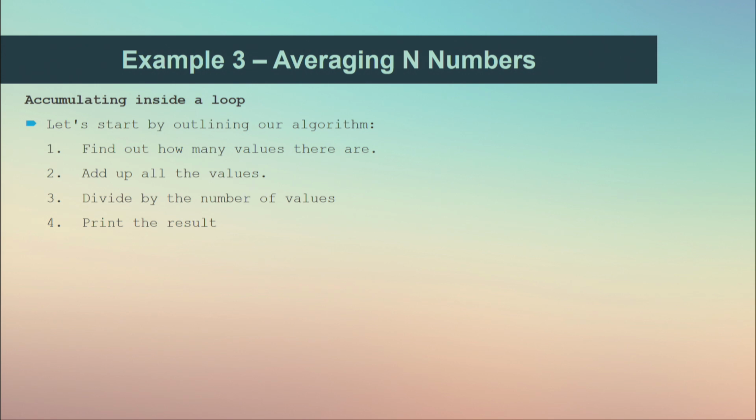We will find out how many values are there as a first step, and then we will add up all the values, then we will divide the sum by the number of values, or the count of the values, then we will display the result. We will see it here part by part.